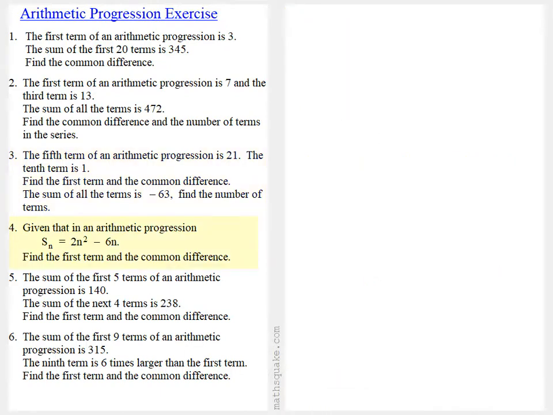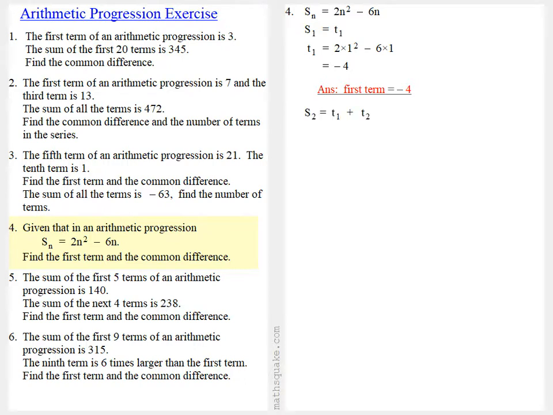In question 4, we're given that in an arithmetic progression, Sn is equal to 2n squared minus 6n, and we're asked to find the first term and the common difference. If we take n as 1, the sum of the first term is just the first term, t1. So t1 is equal to 2 times 1 squared minus 6 times 1, which is equal to minus 4. So the first term, a, is equal to minus 4.